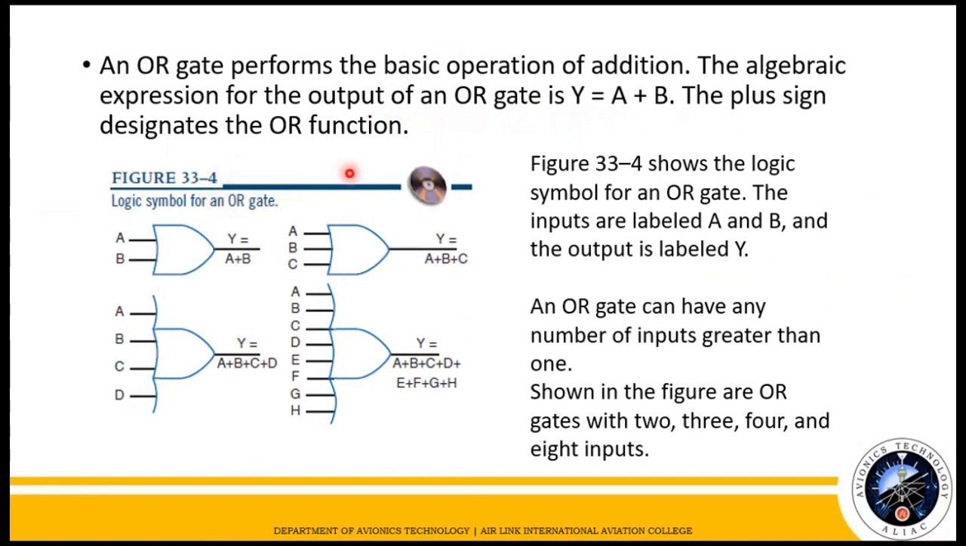Kaya kung mapapansin nyo dito sa figure, it shows the logic symbol of the OR gate. The inputs are labeled A and B and the output is labeled Y. They can have any number of inputs greater than 1. Makikita nyo sa mga 2, 3, 4, and 8 inputs. Kaya kung makikita nyo dito, Y equals A plus B.